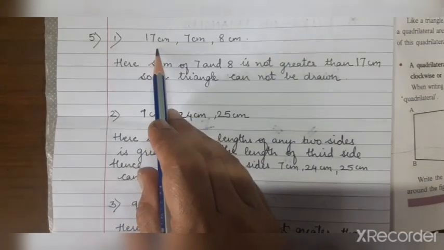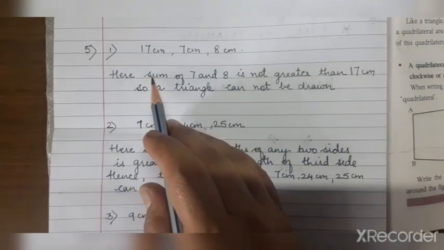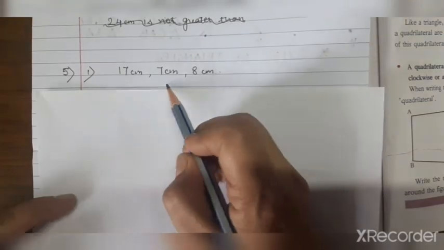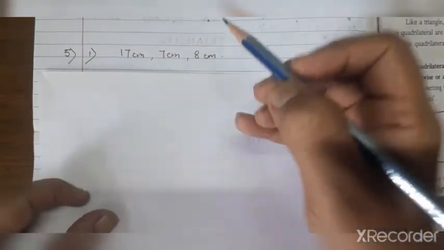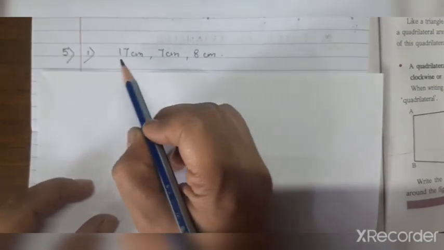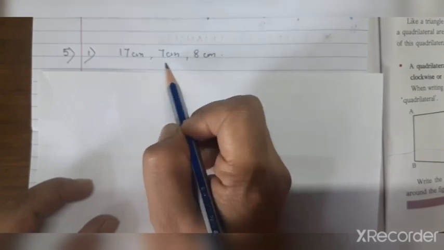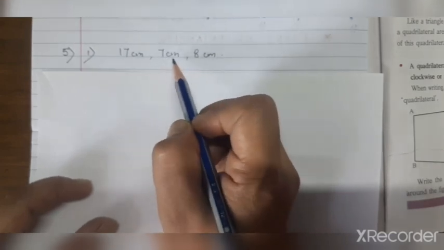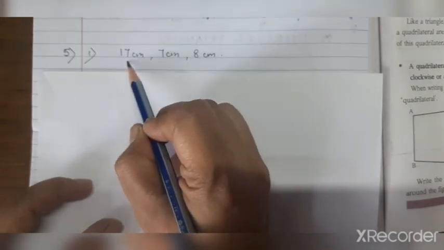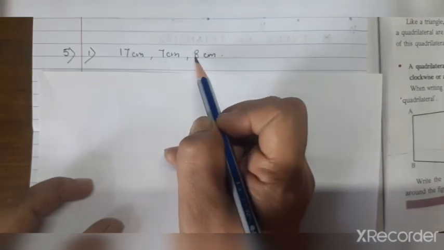So the first sum: 17 centimeter, 7 centimeter and 8 centimeter. If you add any two sides, it should always be greater than the third side. If we add 17 and 7, it is 24 centimeter. The sum of two sides should be greater than the third side. So 17 plus 7 is 24. It is greater than the third side.